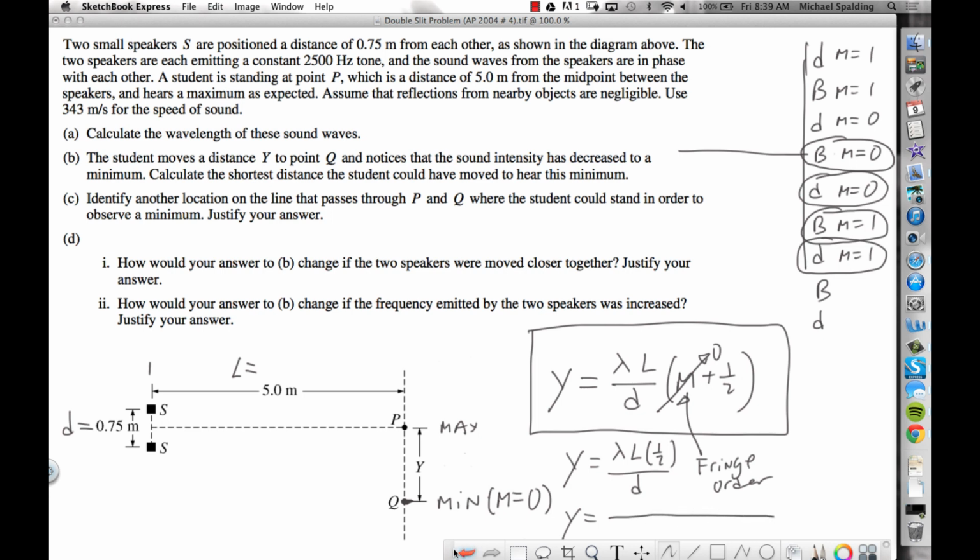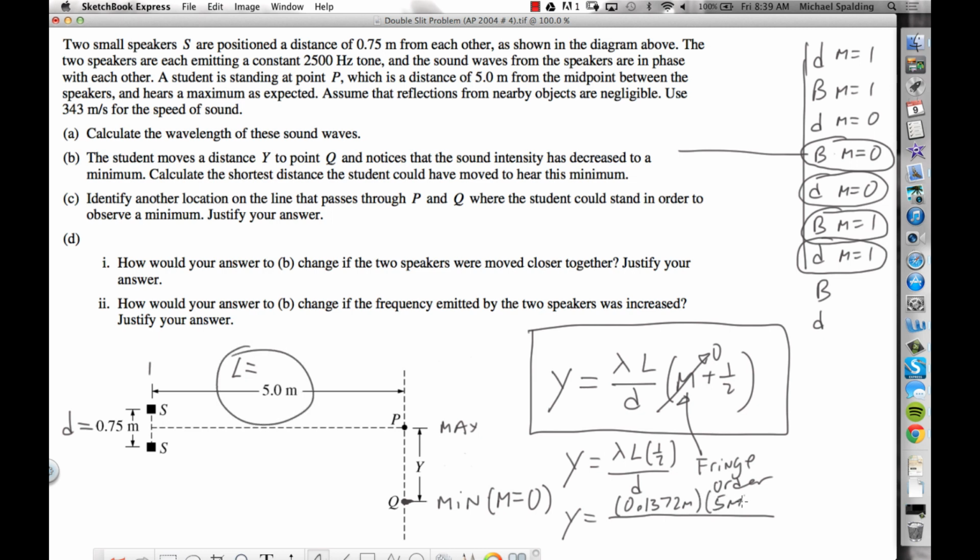Okay, so what was our lambda? Our lambda was 0.14. Actually, don't use the rounded numbers here. 0.1372. L is 5 meters, and then the 1/2. And then D is the distance between the speakers, 0.75. Bam! This gives us the answer, which is, I'll just round this off to 0.46 meters.